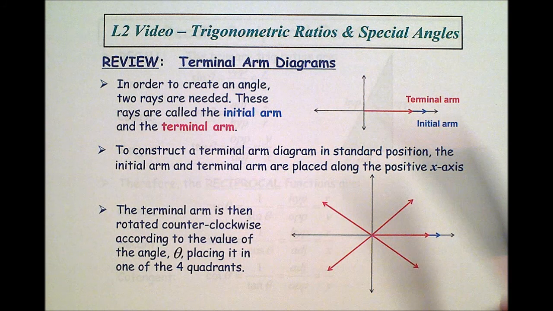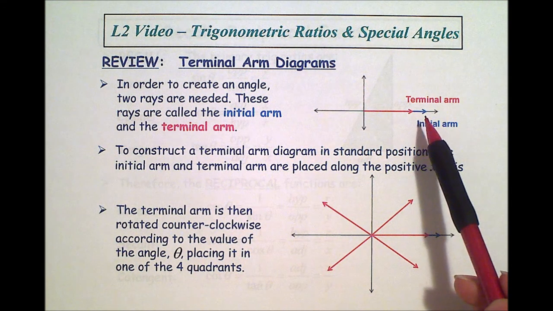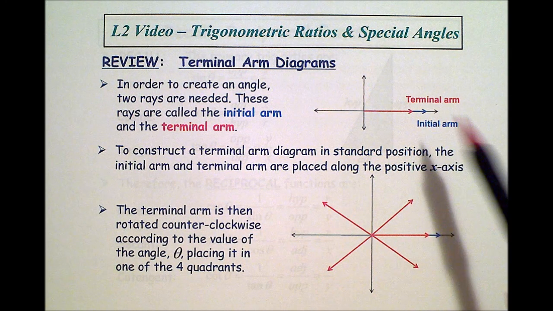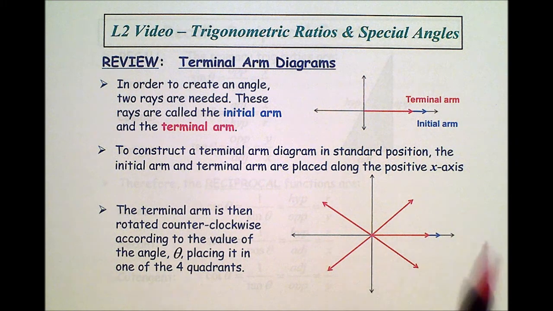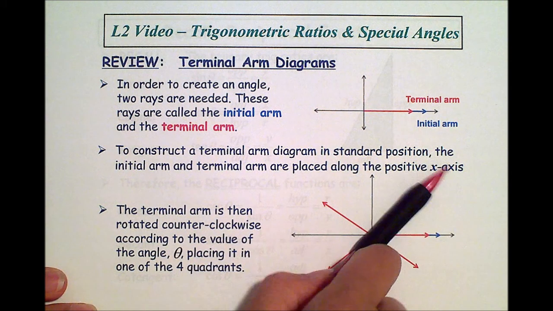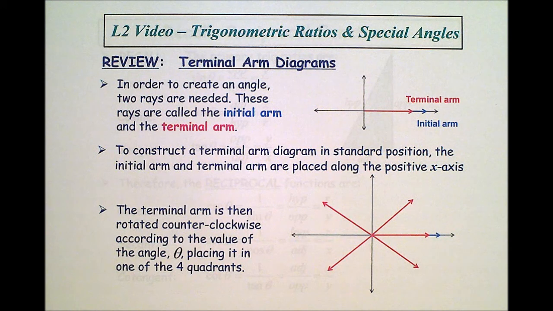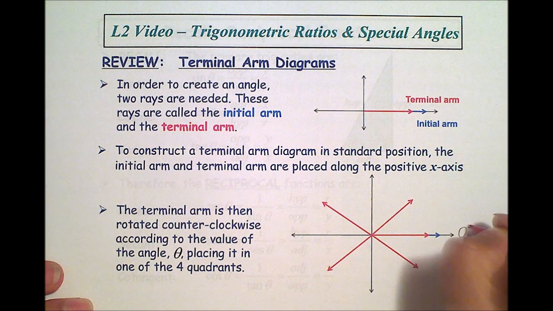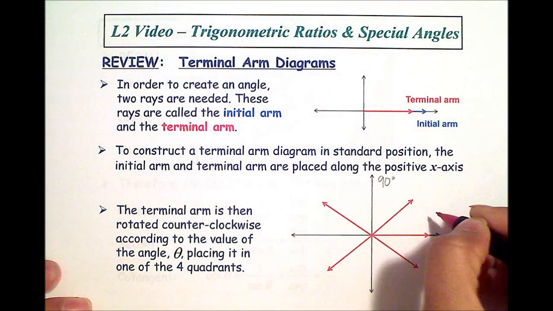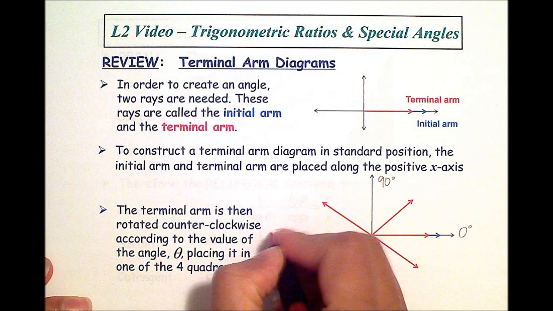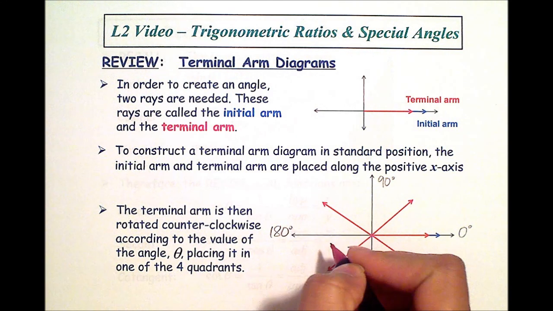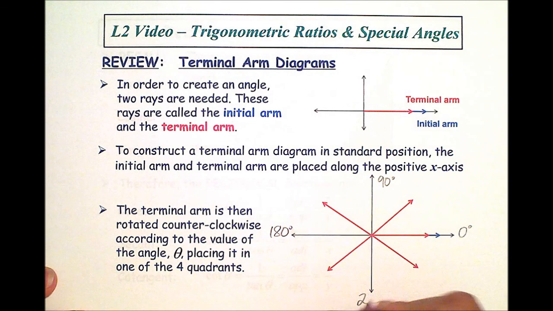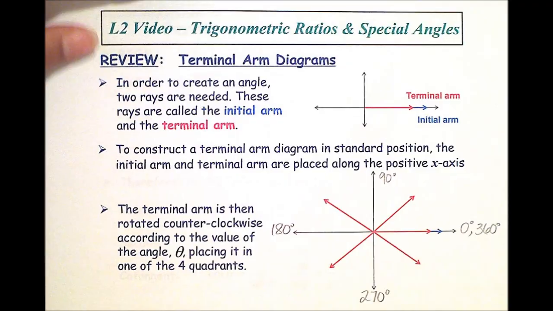The initial arm and terminal arm both start at the positive x-axis, and then depending on the size of the angle, the terminal arm is rotated counterclockwise. So you start this way and rotate it counterclockwise according to the value of the angle, placing it in one of the four quadrants that you see here. If it's between 0 degrees and 90 degrees, it'll be in quadrant 1. If it's between 90 and 180, it'll be in quadrant 2. Between 180 and 270, it'll be in quadrant 3. And from 270 to 360, we'll take you back to quadrant 4. Okay, so just a review of terminal arm diagrams.